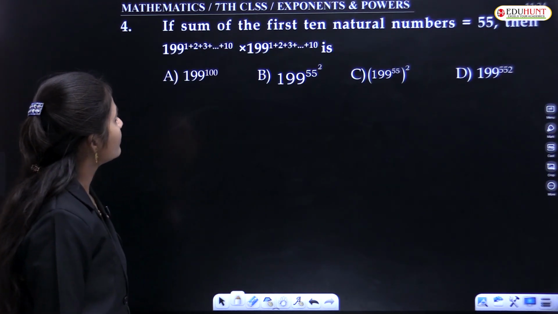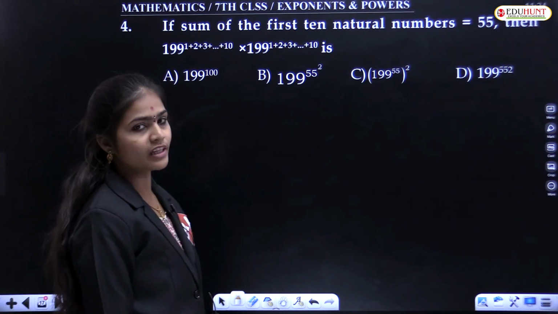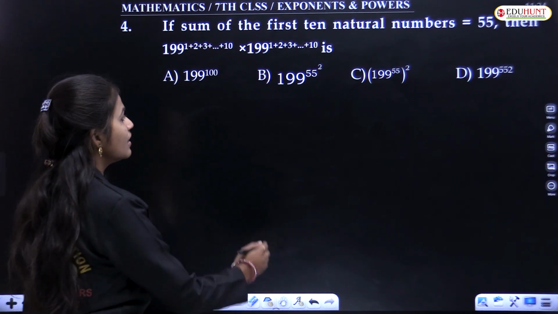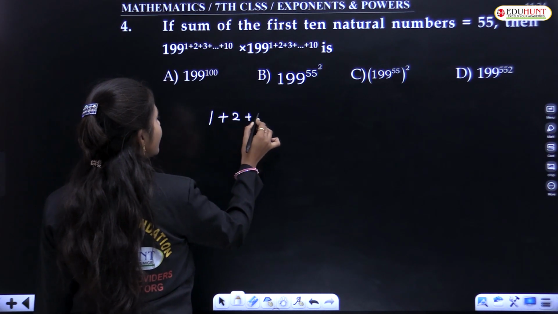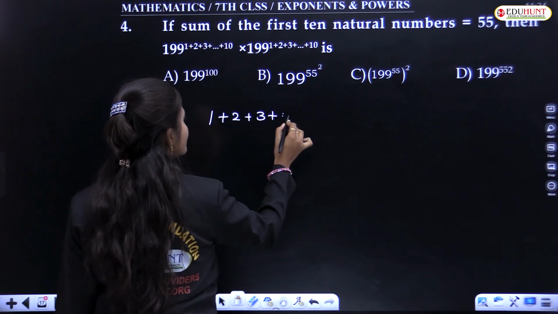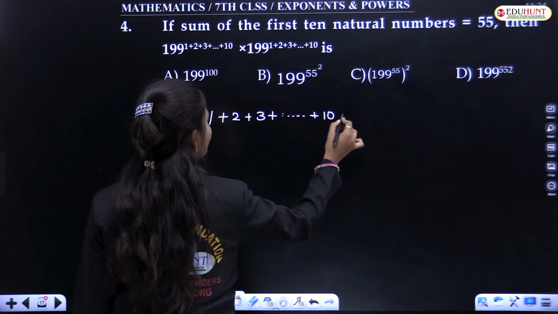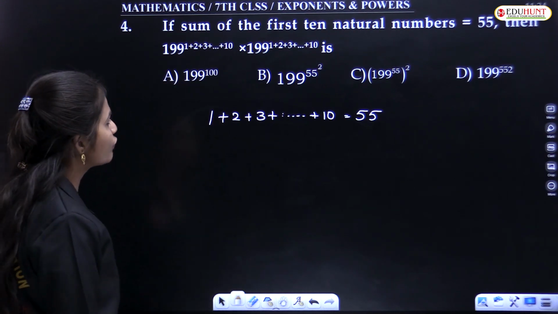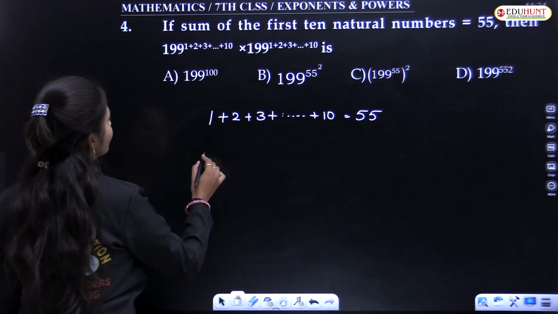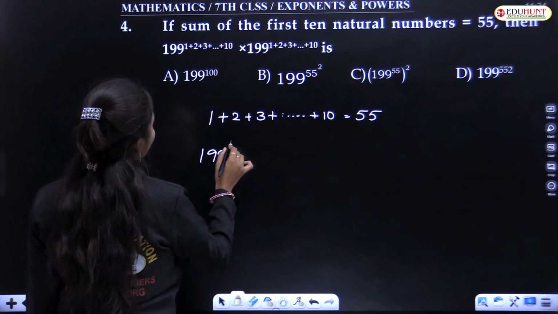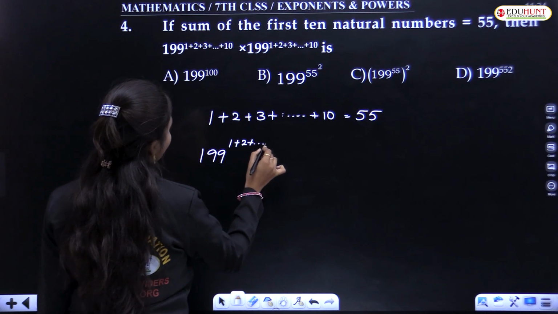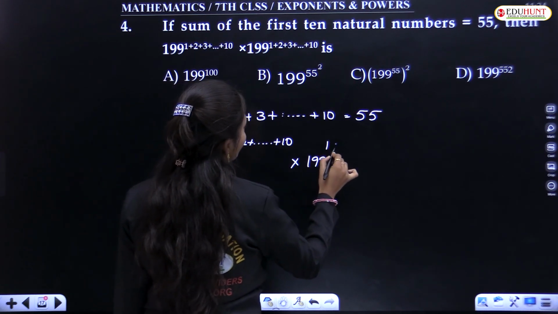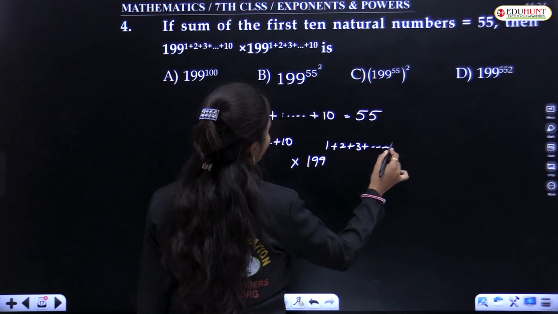Here it is. Yes, by seeing it may seem difficult, but that is very easy. They have given the sum of the first 10 natural numbers, which means 1, 2, 3 and so on, up to 10, its value is equal to 55. The sum of the first 10 natural numbers is equal to 55. Then 199 power 1 plus 2 plus and so on up to 10 into 199 power 1 plus 2 plus 3 plus and so on plus 10.